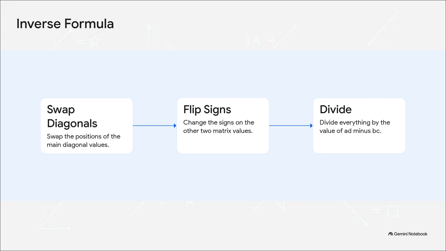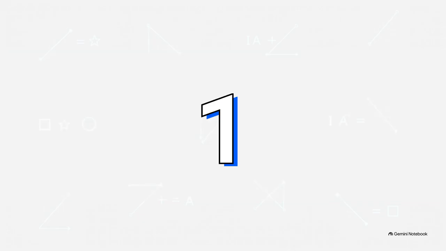Step 1, you take the diagonal values and swap their positions. Step 2, you flip the signs on the other two values. And step 3, you divide the whole thing by a single essential calculation, which is A times D minus B times C. Let's look at that specific calculation for our matrix.